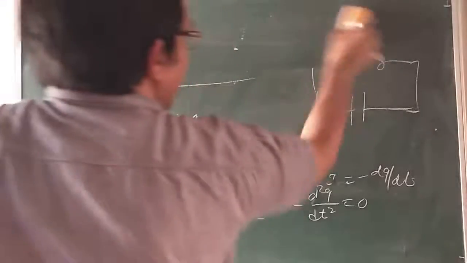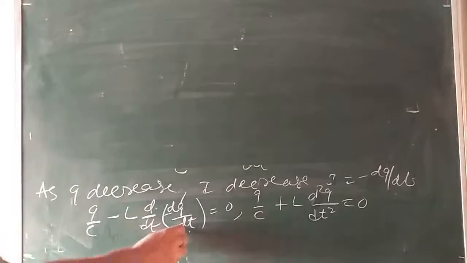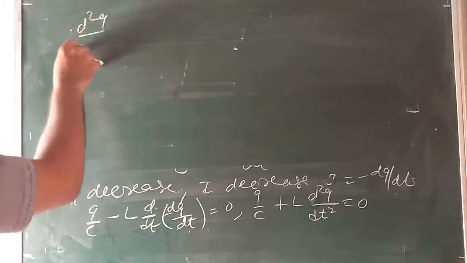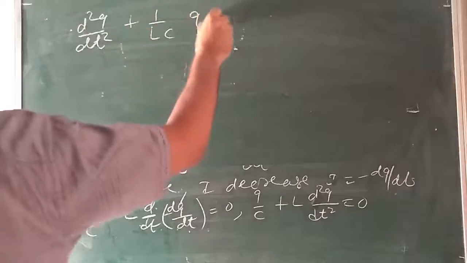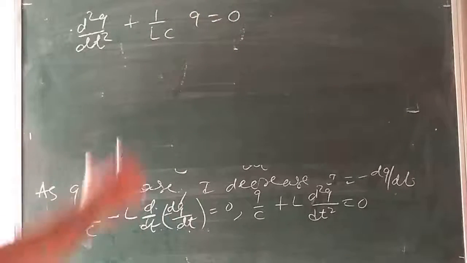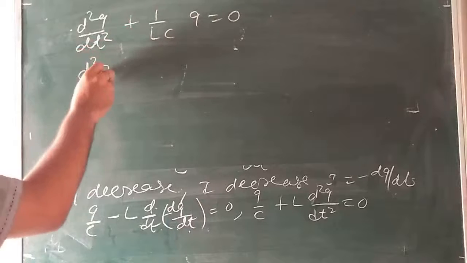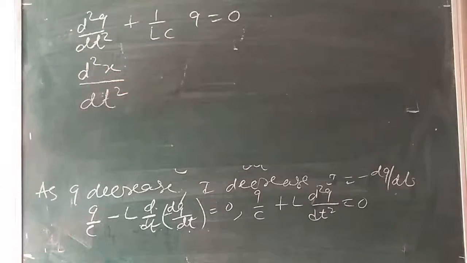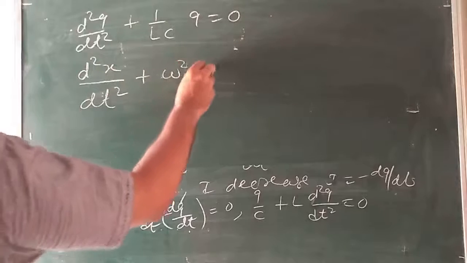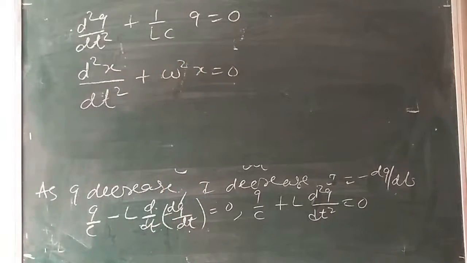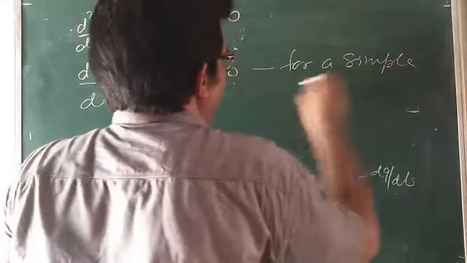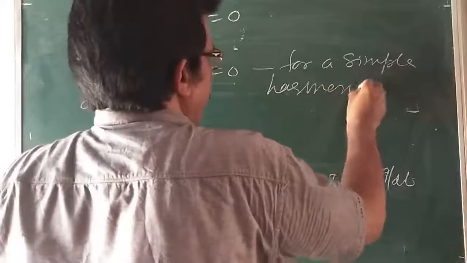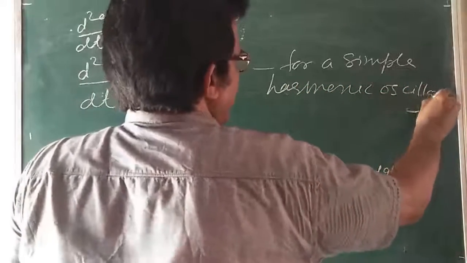So dear children, mathematically I can write here d2q by dt square plus 1 by LC into Q is equal to 0. It is of the same form as the equation we learned in 11th class, that is d2x by dt square plus omega square into x is equal to 0, for a simple harmonic oscillator. This equation we know very well.